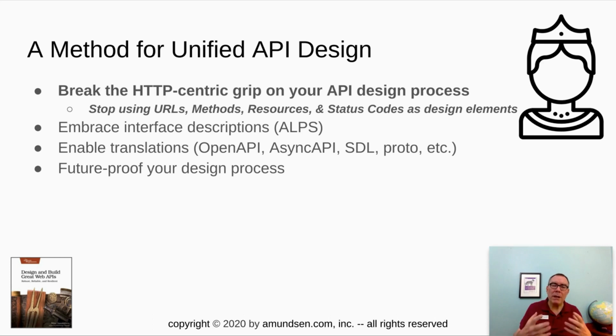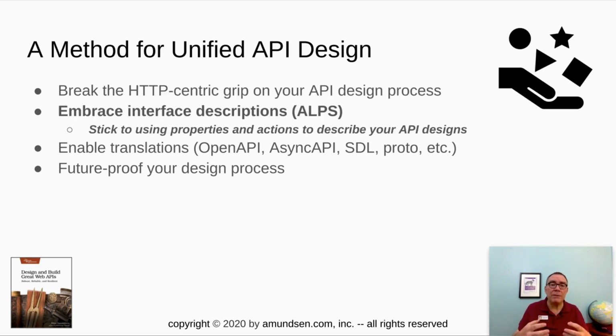So what we really want to do to get this unified API design is break the HTTP-centric grip on your current processes. So stop using URLs or methods or resources or status codes as design elements. You still need to use them as implementation details, but not as design elements. Instead, what you want to do is interface description language. You want to embrace this idea. You want to stick to using properties and actions to describe your APIs.